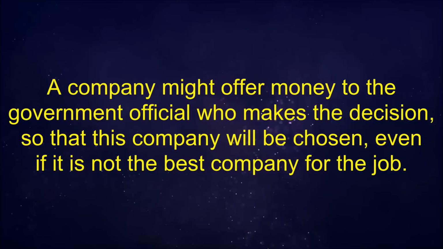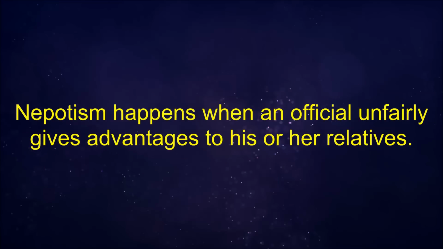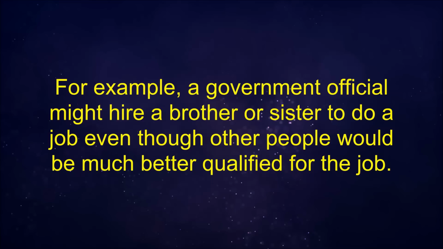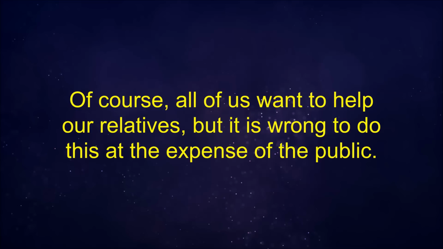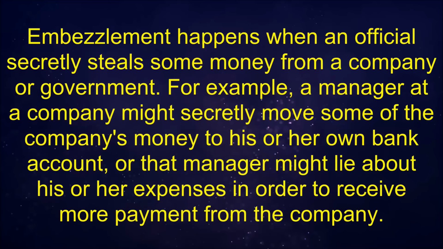Nepotism happens when an official unfairly gives advantages to his or her relatives. For example, a government official might hire a brother or sister to do a job, even though other people would be much better qualified for that job. Of course, all of us want to help our relatives, but it is wrong to do this at the expense of the public. Embezzlement happens when an official secretly steals some money from a company or government.